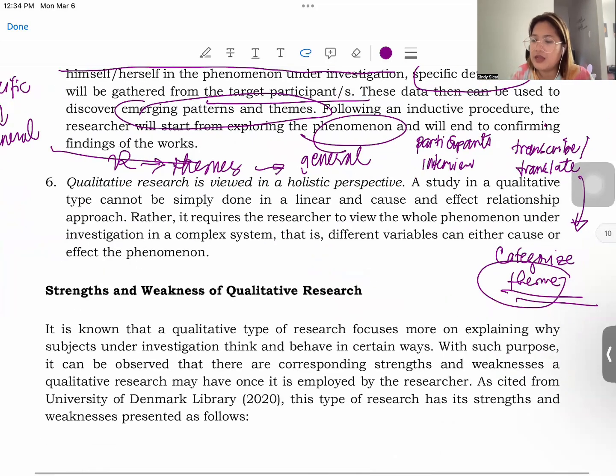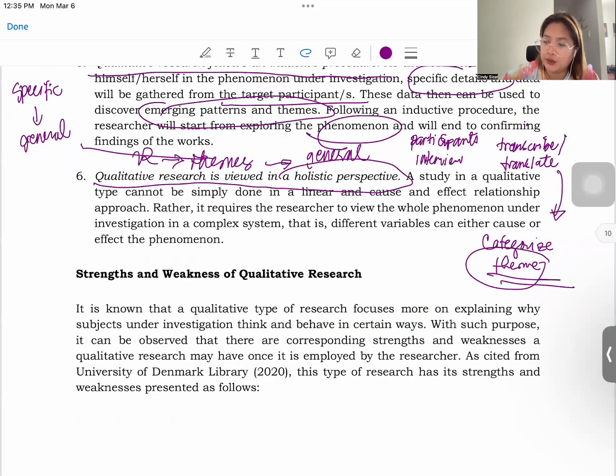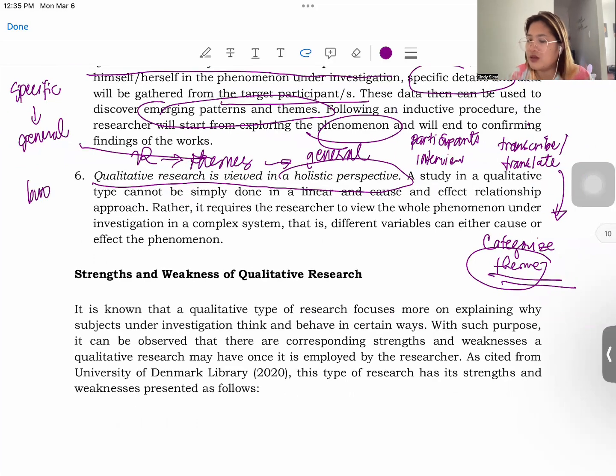Okay? Then lastly, qualitative research is viewed in a holistic perspective. Kapag sabing holistic, buo. Okay? So, a study in a qualitative type cannot be simply done in linear and cause-and-effect relationship approach. Rather, it requires the researcher to view the whole phenomenon under investigation and complex systems. That is, different variables can either cause or affect the phenomenon. So, kumbaga, hindi lang siya one way.